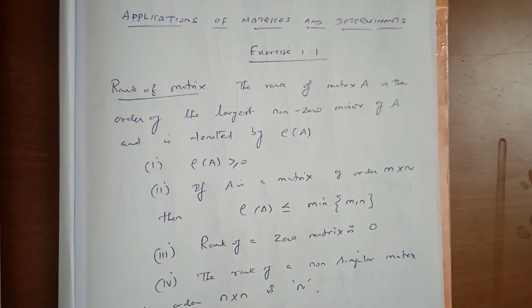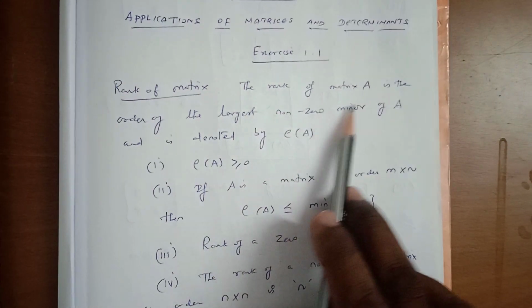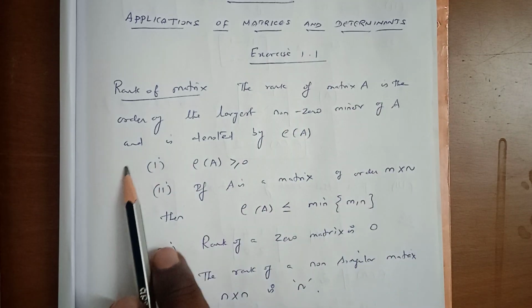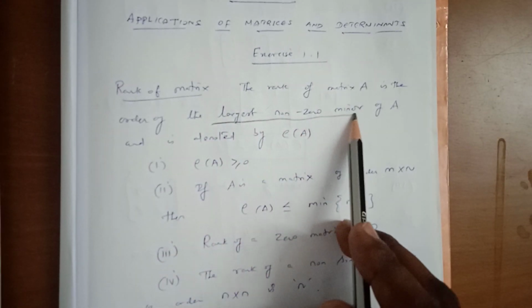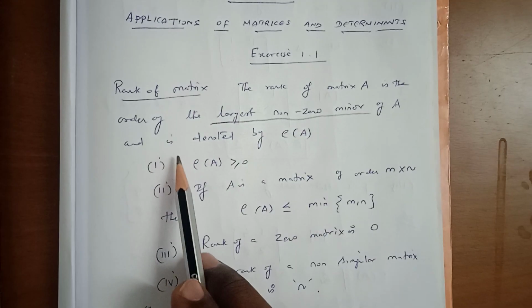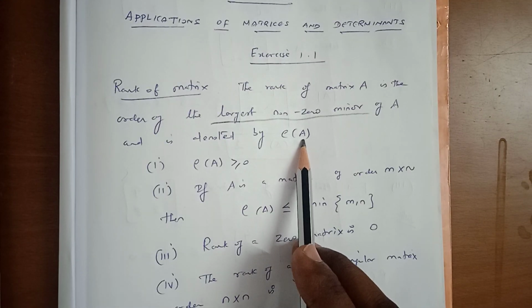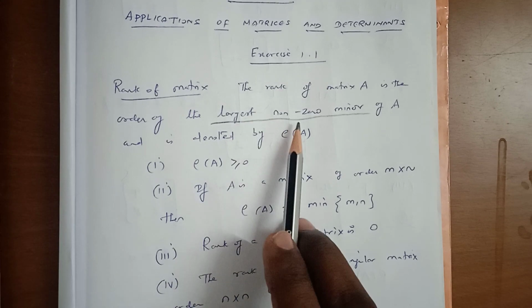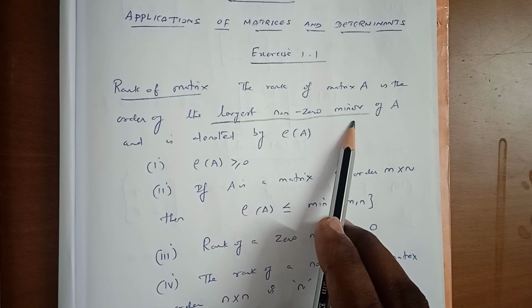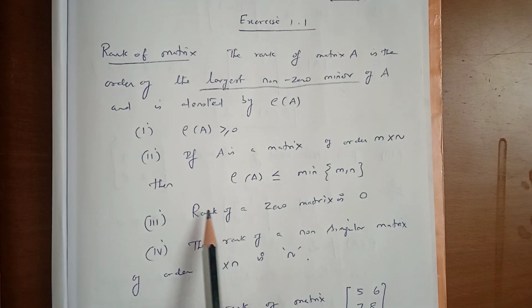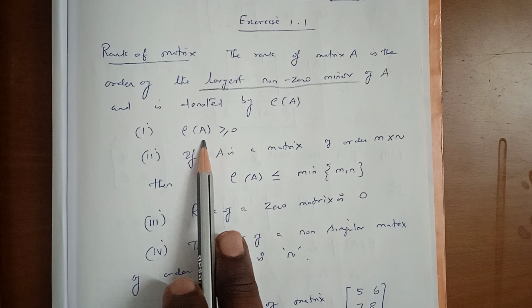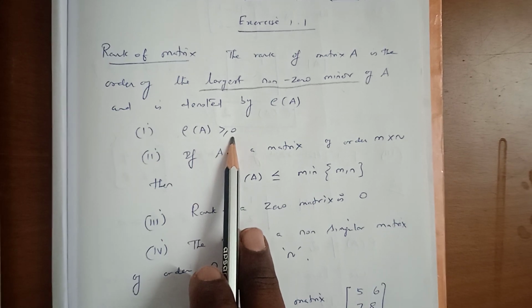The definition of the rank of a matrix: the rank of matrix A is the order of the largest non-zero minor of A and is denoted by rho of A. So the largest non-zero minor is known as the rank of the matrix. We have to apply 4 conditions. First one, rho of A is greater than or equal to 0.